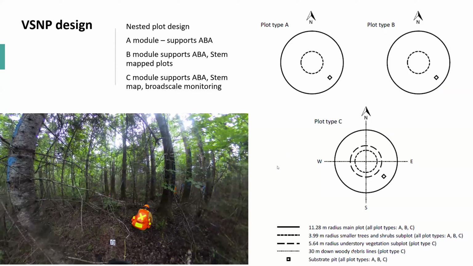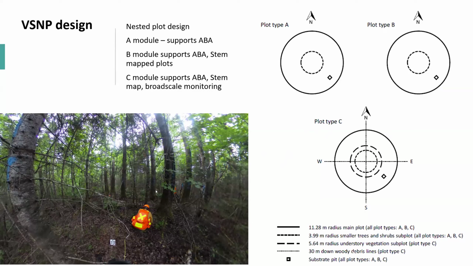Just a visual to show that plot type if anyone's interested. There's the A plot with the 11-8. There's a small tree plot obviously in that to be able to look at smaller trees. And then the B plot is more or less the same design, just with the stem mapping that's occurring within.